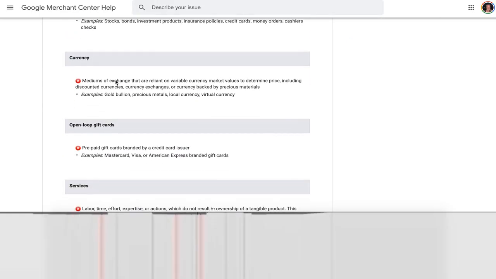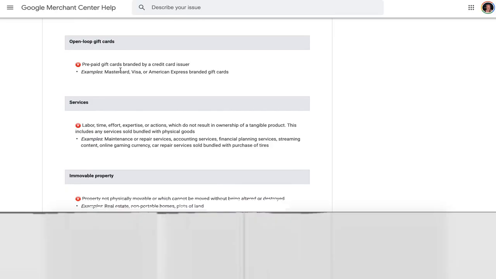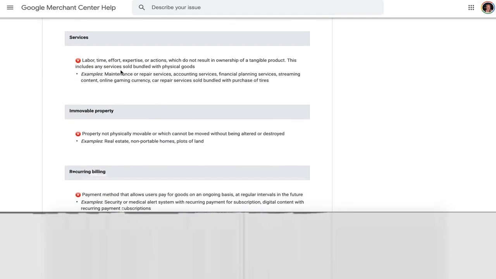All right. Financial products shouldn't be an issue. Currency shouldn't be an issue. Gift cards. Services, maintenance, repair services, accounting services, financial planning, streaming content, online gaming, currency, card repair services sold in bundle with it. So labor, time, effort, expertise, or actions which do not result in ownership of a tangible product cannot be sold in Google Shopping. Okay.